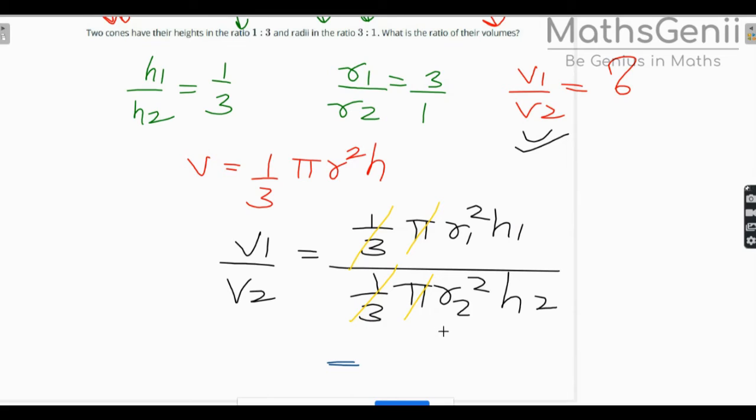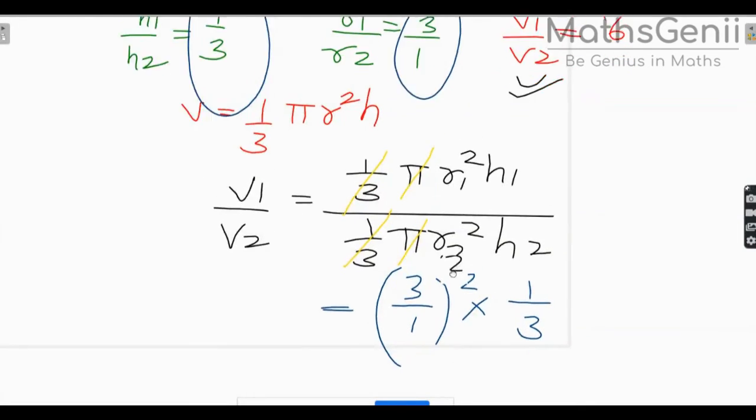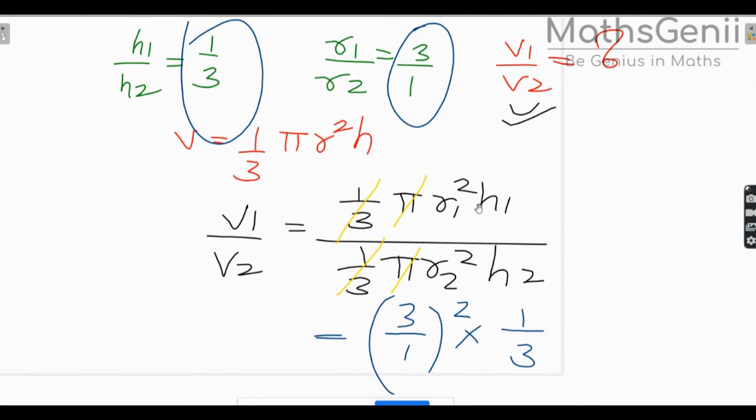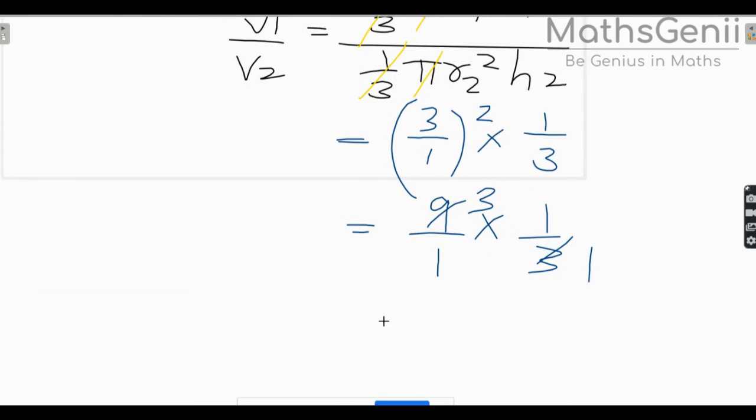It is r1 upon r2 square, which is 3 upon 1 square, into h1 upon h2, which is 1 upon 3. Formula h does not have a square, so I have not written square there. So 3 square is 9 upon 1, into 1 upon 3. 3 ones are 3, 3 threes are 9. So your answer is v1 upon v2 is 3 upon 1.